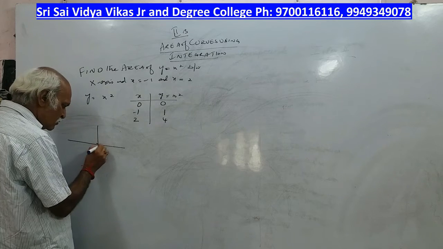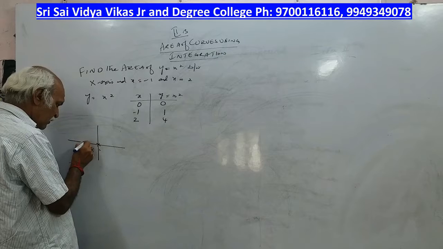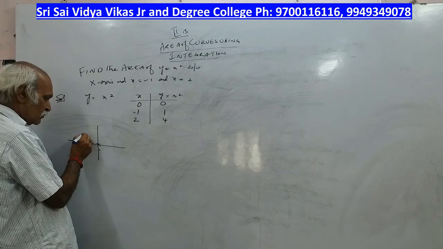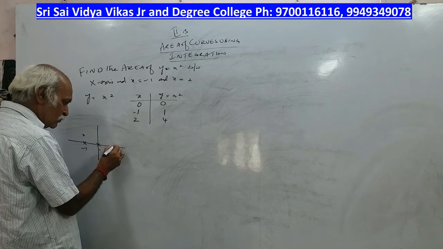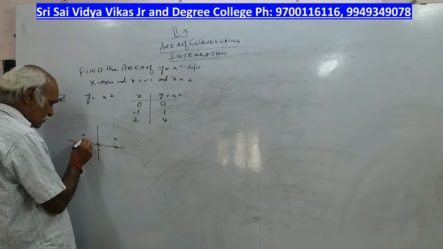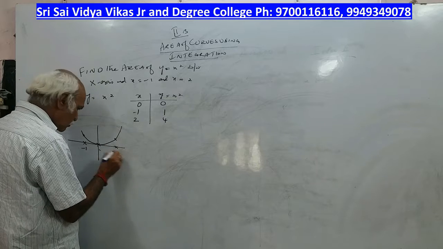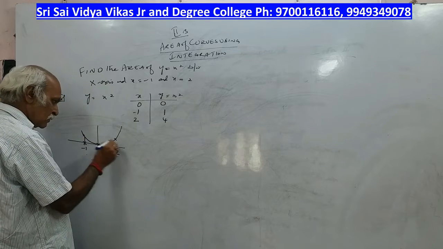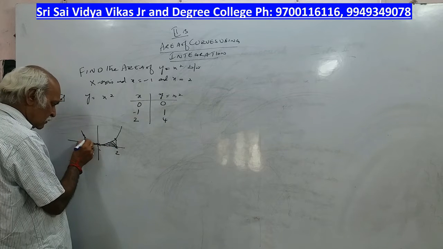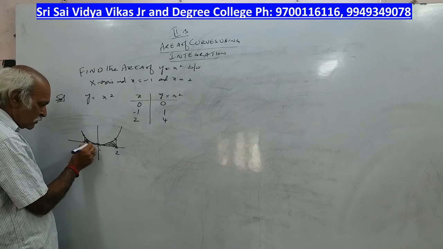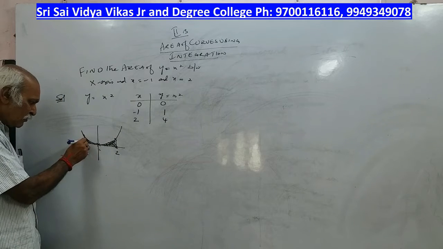X is equal to 0, y is equal to 0. Next, x is equal to minus 1, y is equal to 1. Okay, so this is the point. Next, x is equal to 2, y is equal to 4. So this is 2 and minus 1. So this is the curve. So this is the area we have to find out.